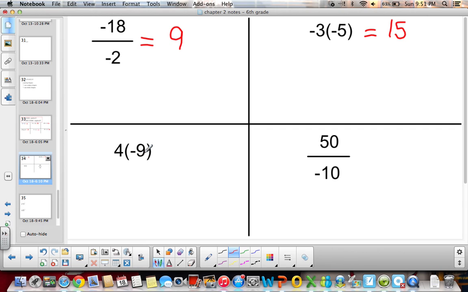4 times -9 would be -36. 50 divided by -10, positive divided by a negative is going to be -5.